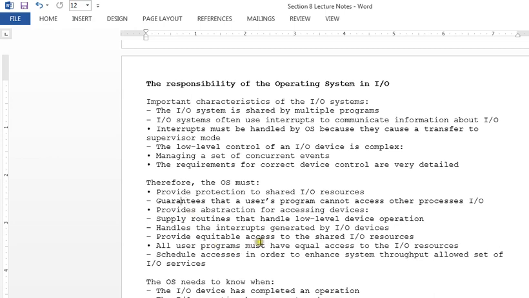You have to handle the interrupts generated by I/O devices. So you have a printer, mouse, keyboard. Provide equitable access to the shared I/O resources. So we want to worry about something like deadlock, where let's say Aaron's process comes in and says, I want something, and I have the bus until I'm done. And then none of you can do anything. Well, the operating system says, not today. Take that and give it to George, or give it to Thomas.